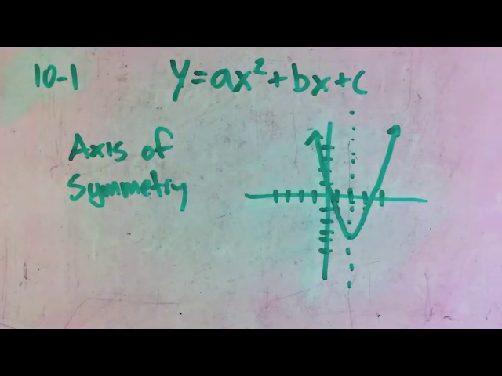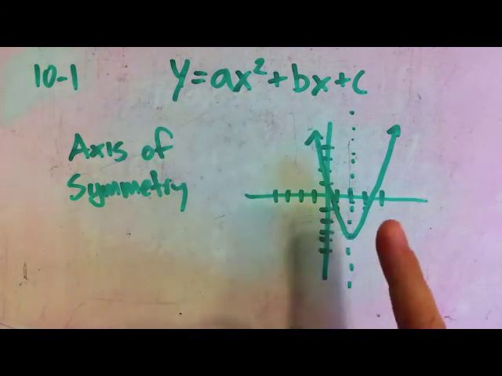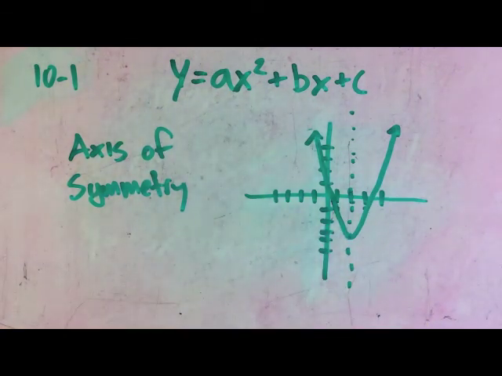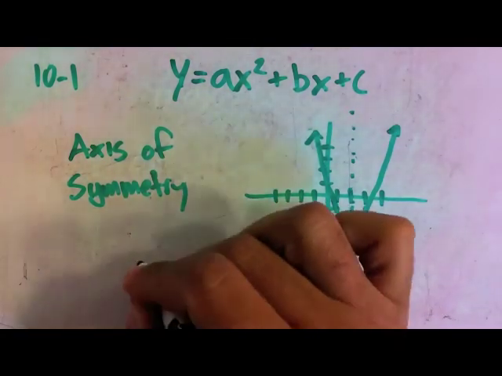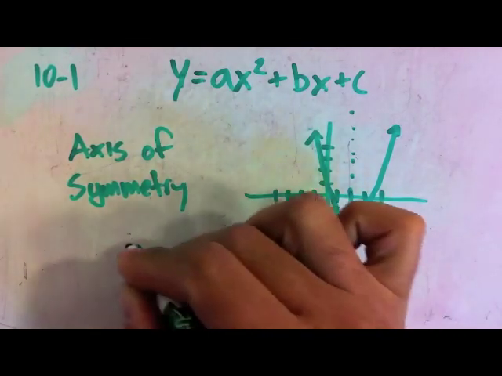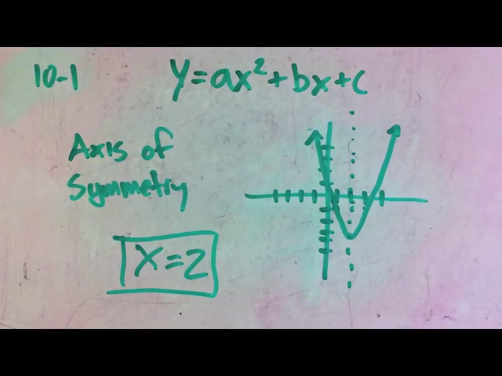Now the axis of symmetry should only cross the x-axis. And as you can see from this sketch right here, or this graph, it crosses the x-axis at 2. So the axis of symmetry, if you were to write it like this, is x equals 2. That would be the axis of symmetry here.